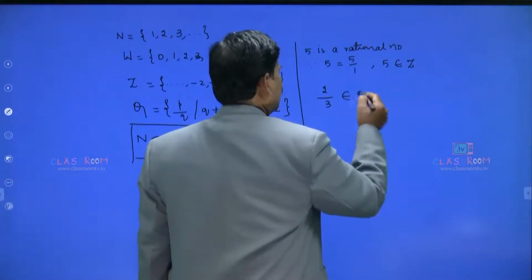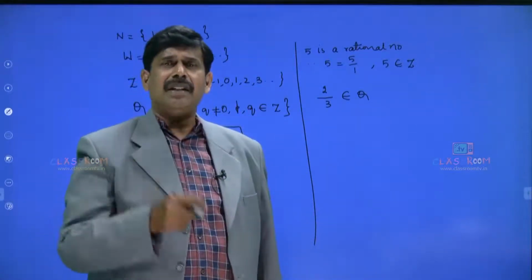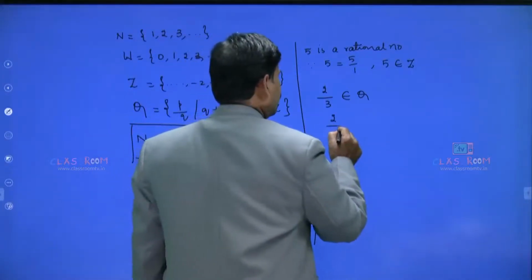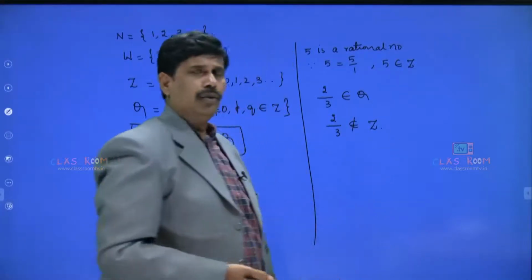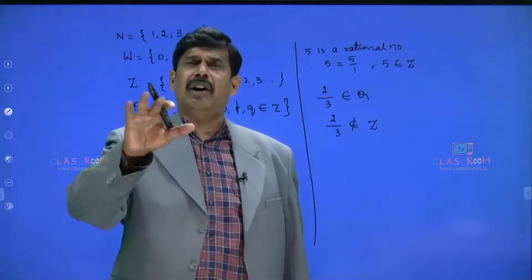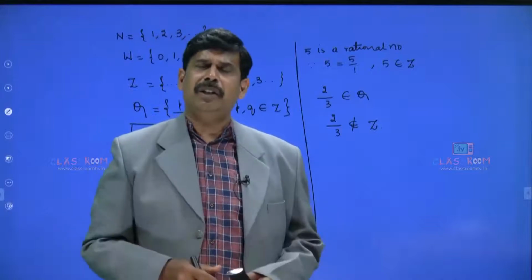2 by 3 is a rational number. But 2 by 3 is not in the set of integers. 2 by 3 is a rational number, up to that is fine. But it won't be in the set of integers. So what can you conclude from here?